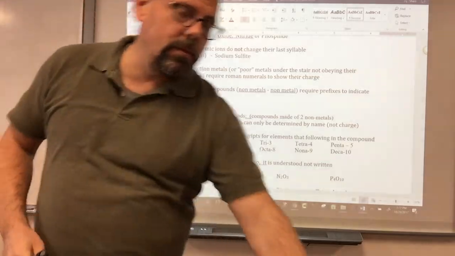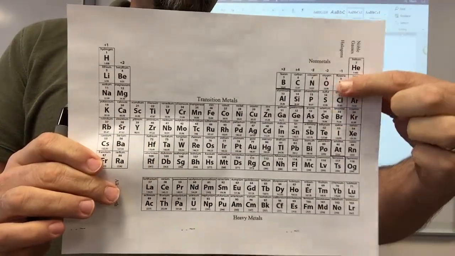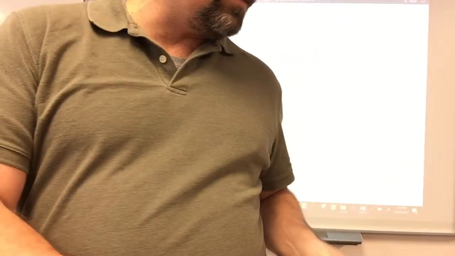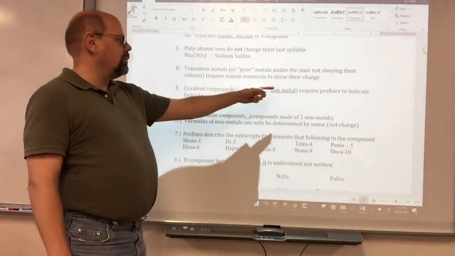Okay, the elements will come from this side of the periodic table over here. When there's just two elements, one from here and one from here someplace, and they get together, that's called a covalent compound. Covalent compounds are going to use a set of prefixes.